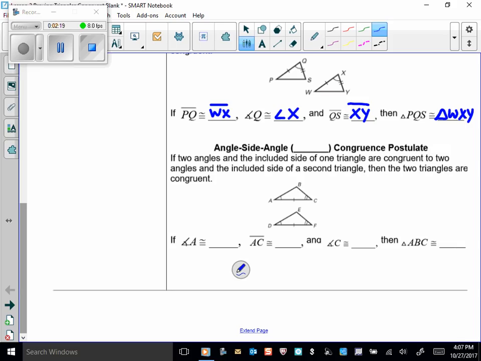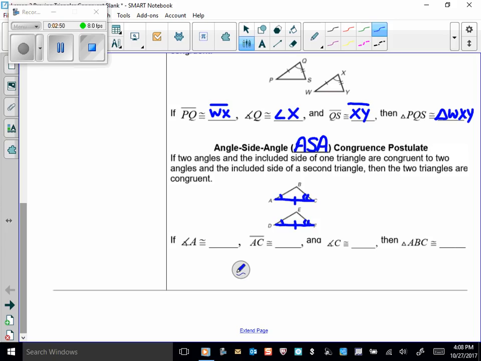Okay, now we have one called angle side angle, and of course we're going to call it ASA, and it says if two angles and the included side of one triangle are congruent to two angles and the included side of a second triangle, then the two triangles are congruent. So you see here we have corresponding angles congruent, and we have the side that is included between those two angles. That's what included means, remember.